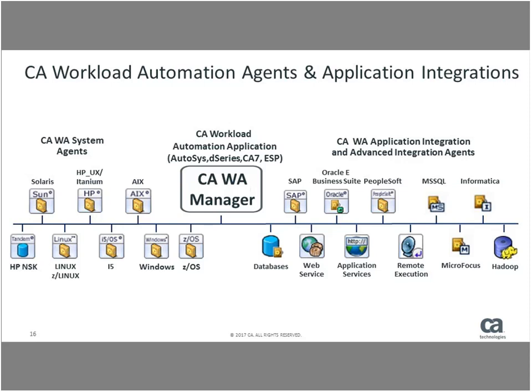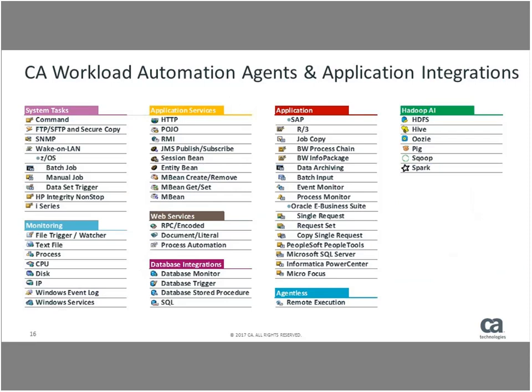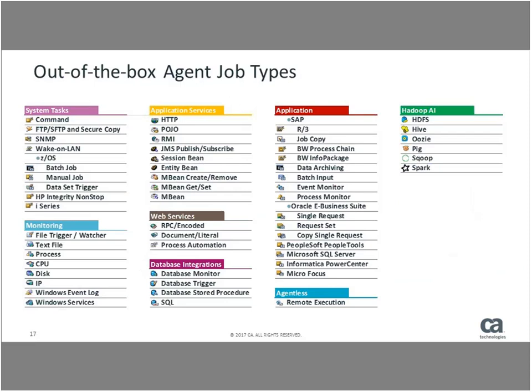So the coordinating of all the activities that need to be done across the board is done in the enterprise. The engine itself, whether it's Autosys, D-Series, CA7, or ESP, can coordinate all of the activities. And now there is awareness as to what's going on. So let me go to the next slide of these out-of-the-box job types.